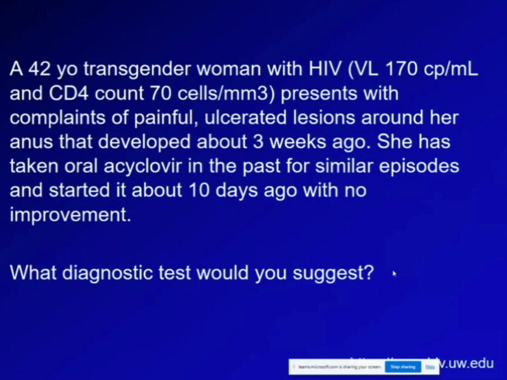In this case, the tips in the stem are that she's had multiple courses of acyclovir before. She's been on acyclovir for 10 days now and it's not getting any better. So there's concern about acyclovir resistance, and you couldn't tell that from a PCR. So you need to do a viral culture test. You'd collect a swab and submit it for culture.